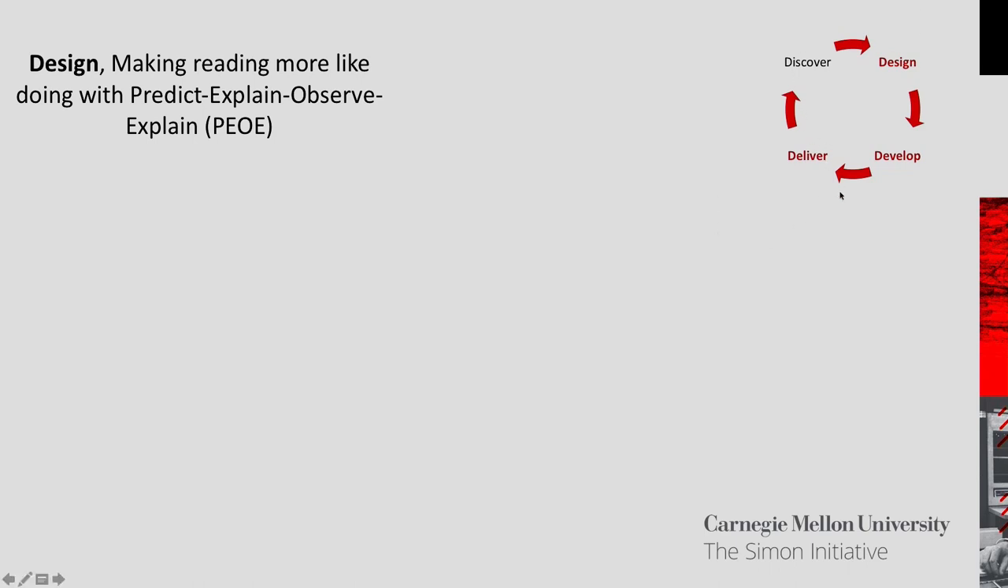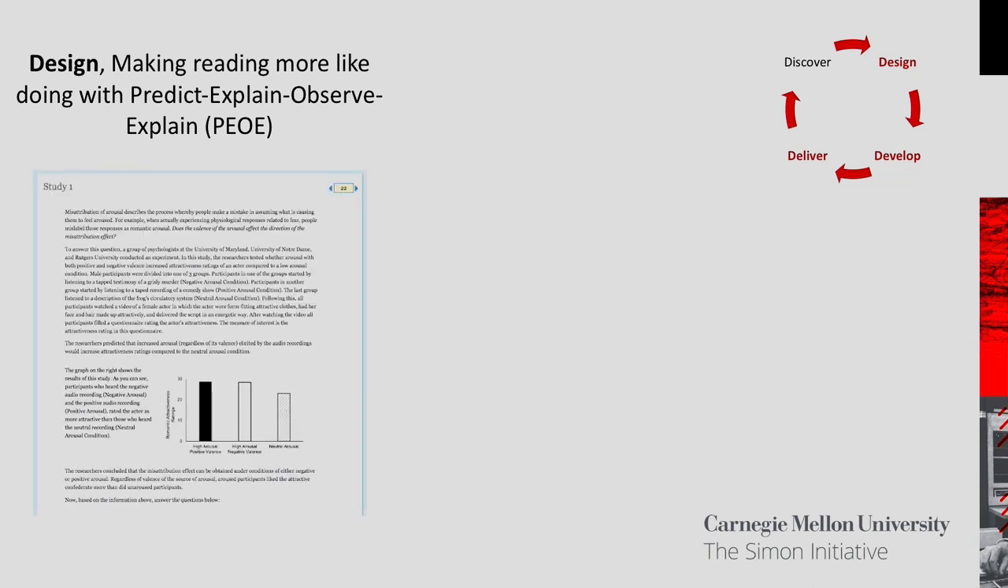So I want to say a little bit about design here. One of the techniques we've employed, we borrowed from the literature. In the literature, it's called predict, observe, explain. We've added an extra explain step, and I want to show you how this works. So we take a reading, and this is from this psychology course. Actually, this is from a social psychology course, a different one at CMU.